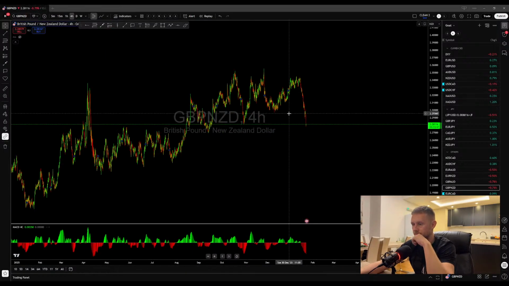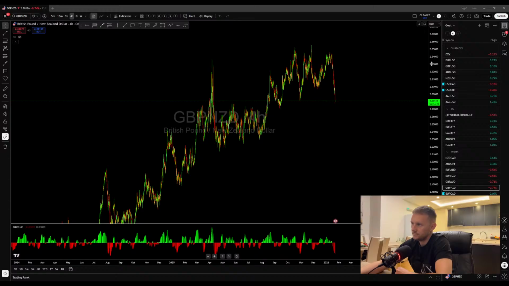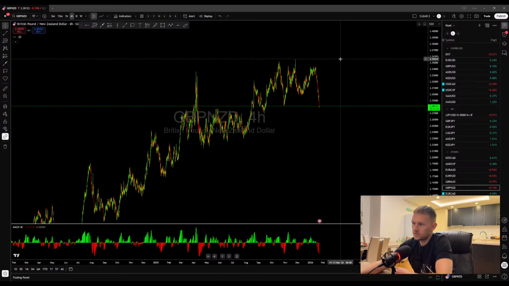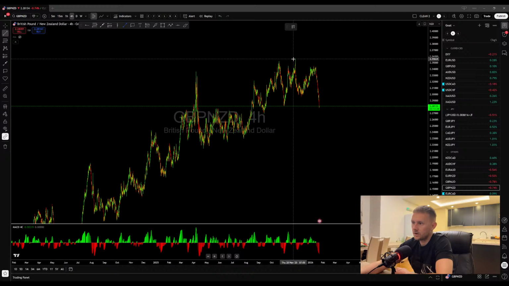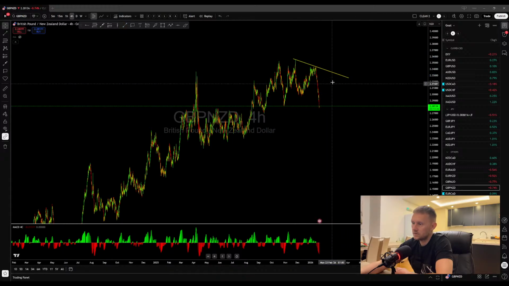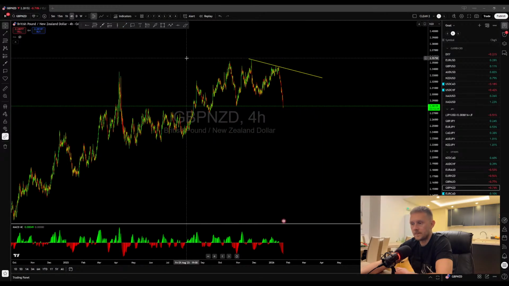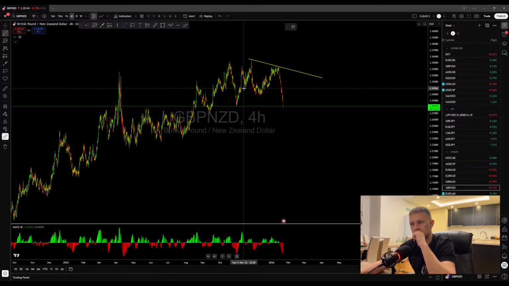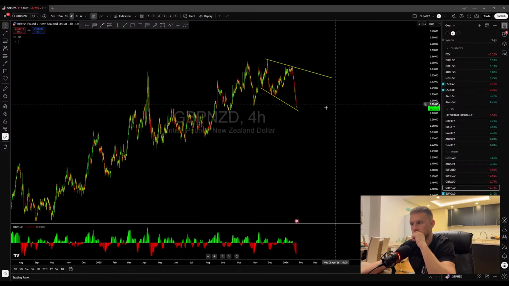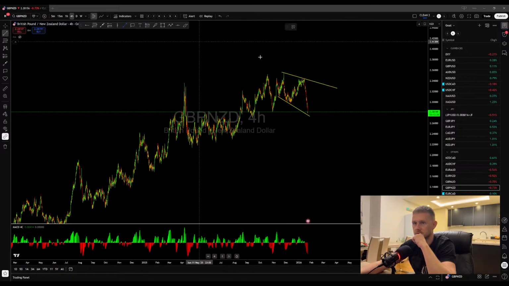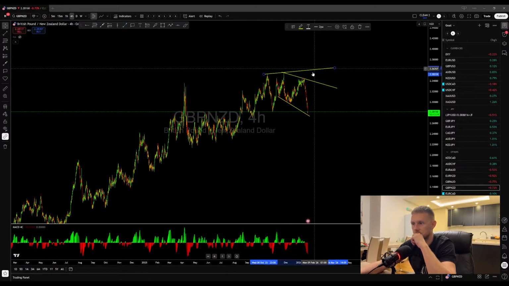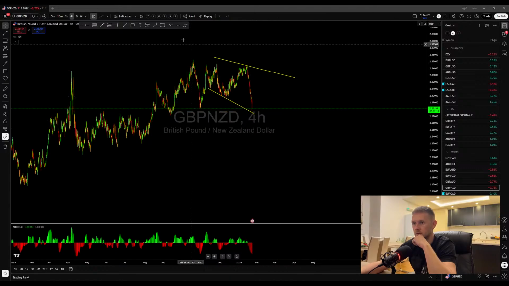Pound New Zealand. Drop, pullback, drop. It's about to go up again, I think. This is very corrective in structure. So this has to go up now. This to start pushing higher. Alright, so very possible movement. This move over there.